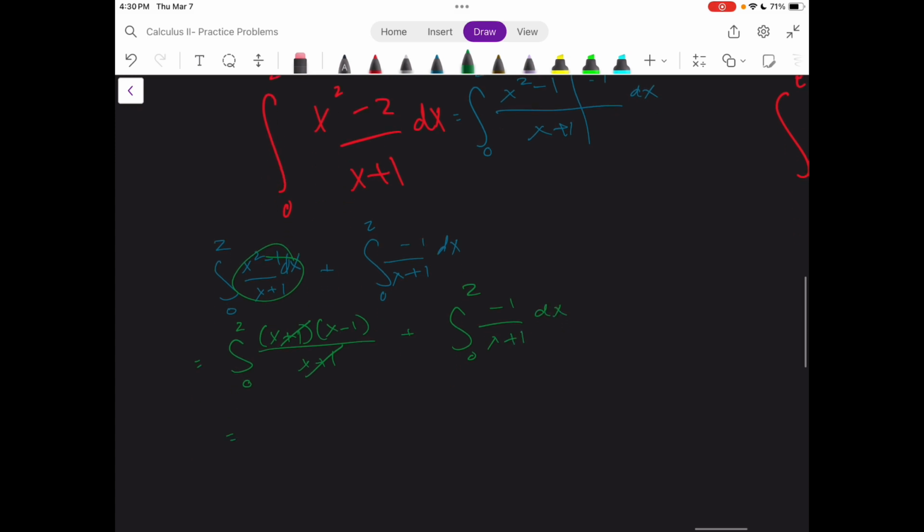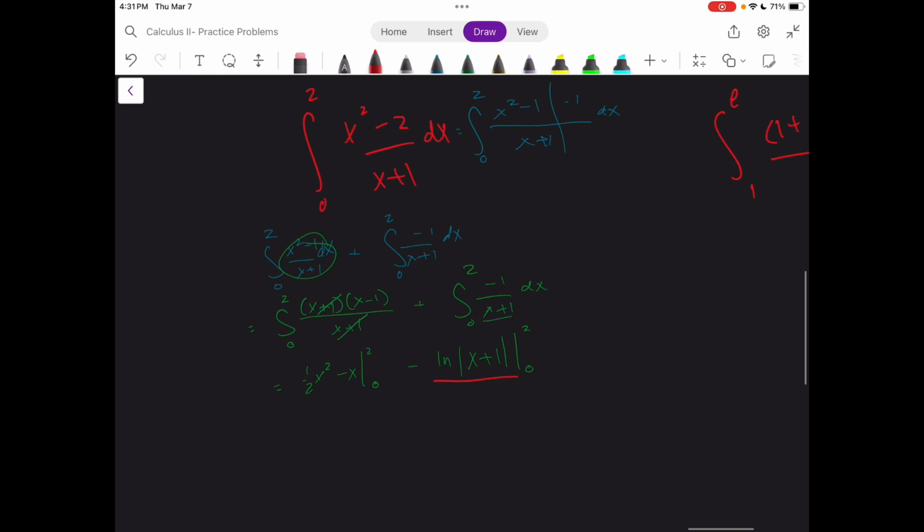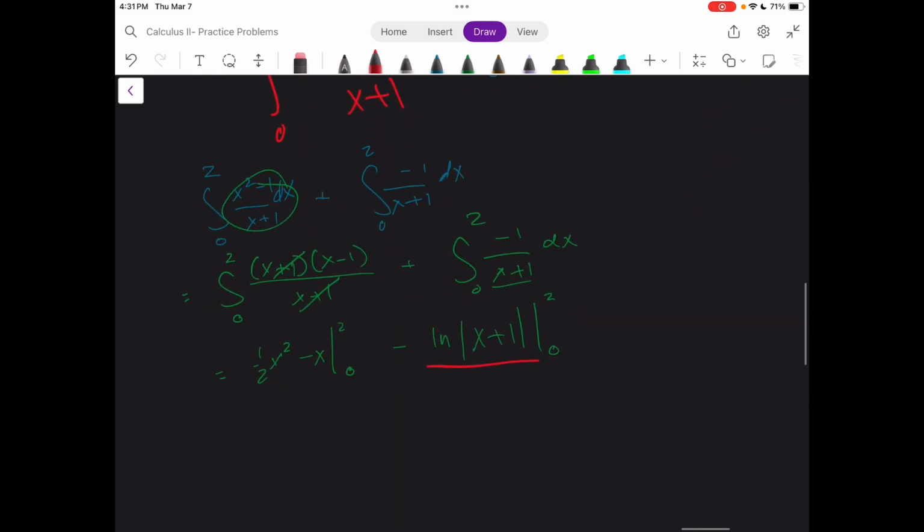Now when you're integrating x minus 1, you're going to get 1/2 x squared minus x, and we're going to evaluate that at 2 and 0. This one on the right is going to become the natural log of x plus 1, because even though we need a chain rule for this, the derivative of the inside is just going to be 1, so we can skip the u sub. And then we're going to evaluate that at 2 and 0. This part is what some people might consider hard, because sometimes ln can be tricky to simplify, but this one is going to work out perfectly.